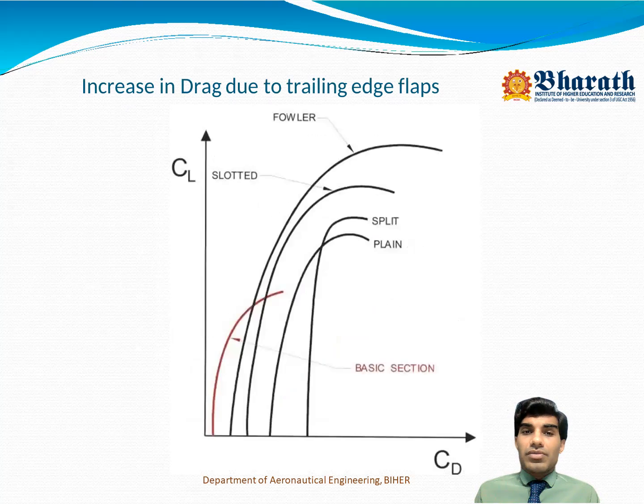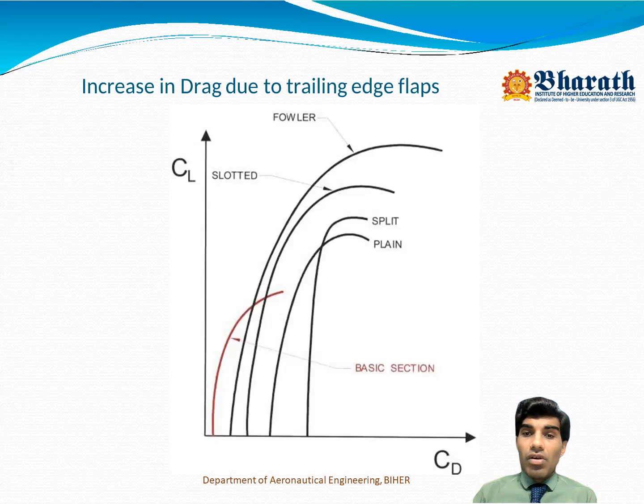Okay, then next is the increase in drag due to trailing edge flaps. As we have seen, the drag is also increasing. There is a graph between coefficient of lift and coefficient of drag. As you can see, the coefficient of lift is increasing, so the coefficient of drag is also increasing. The basic section has a lower CL value and a lower CD value.